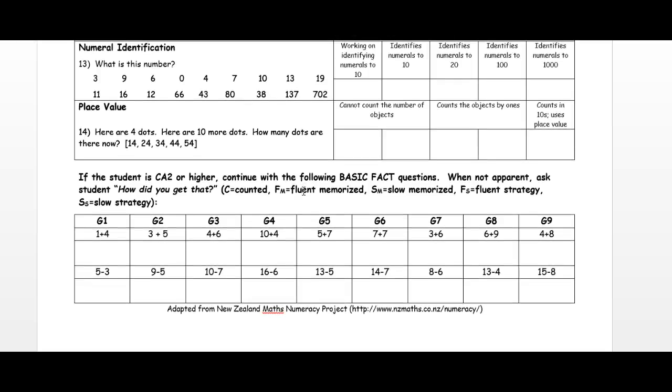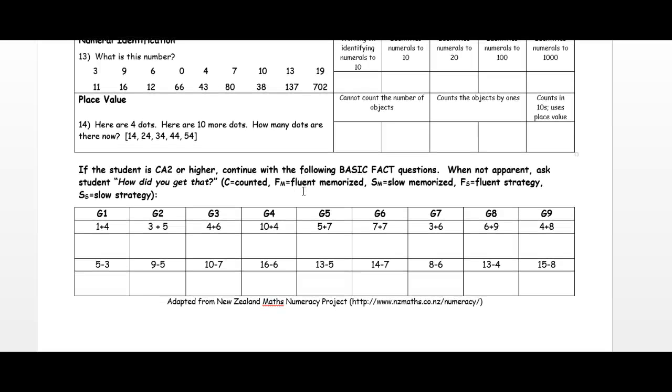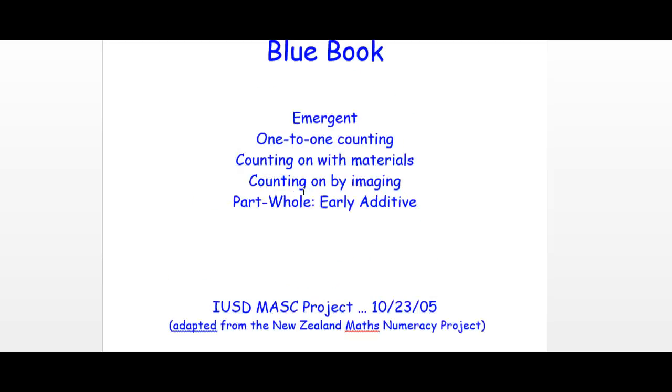Number 13 is number identification. You'll be showing the students the numbers in the booklet. Number 14, again, is in the booklet, and the way I do this question is I'll start with a piece of white paper covering up all of the dots, and then I'll slide it down so we're just looking at the first 4 dots, and I'll just say, here are 4 dots. And then I'll slide the paper one more row, and I'll say, and here are 10 more dots. Then I'll ask, so how many dots are there altogether?